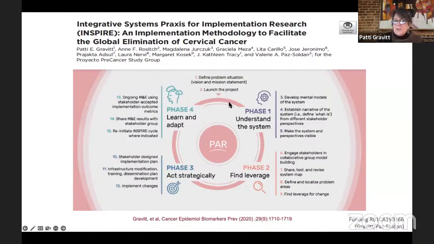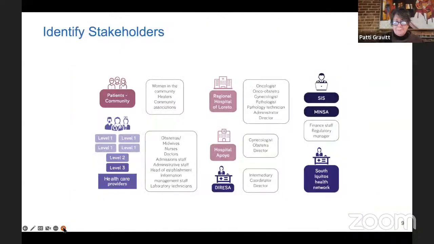And then we wanted to launch the project to say we could improve that if we understand the system together with the stakeholders who are involved, who influence, or who are beneficiaries of the screening system, find leverage based on that understanding of what we can change to do better, act on that shared decision, and then learn and adapt through creation of learning health systems where we do ongoing monitoring and evaluation and see whether any change that we make had the proposed mechanism of making a difference that we intended.